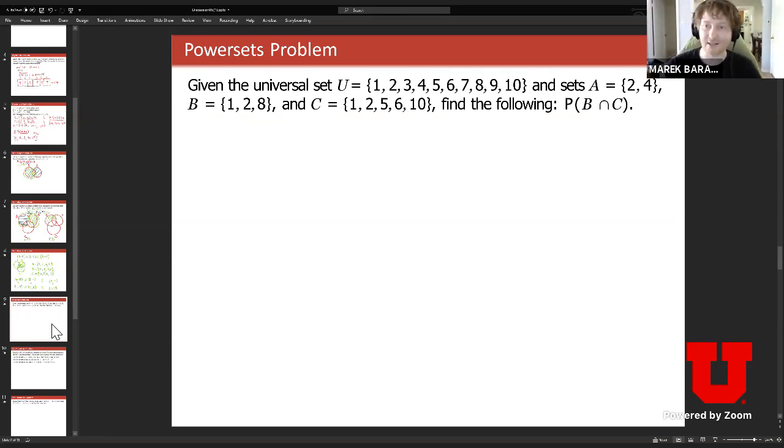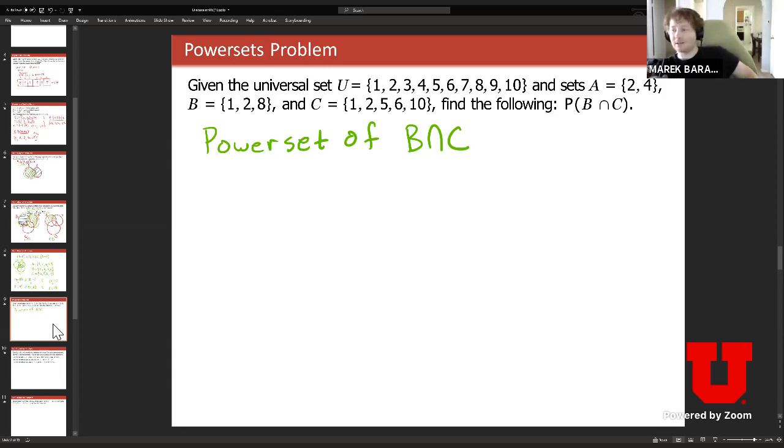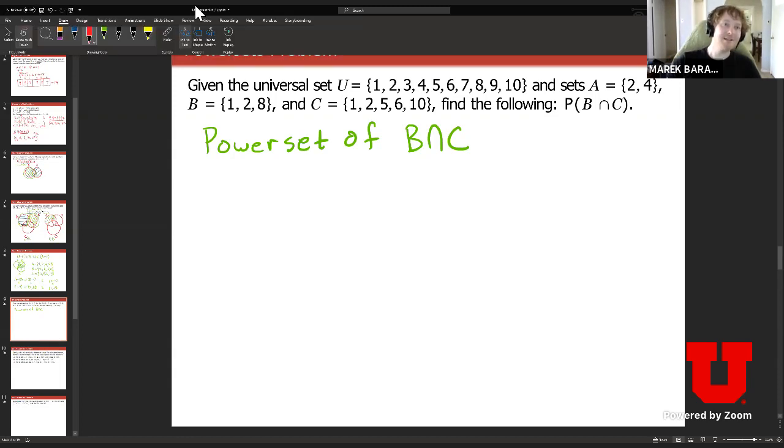So this one is asking us to find the power set of B intersect C. I'll give you about a minute to do this on your own. Switch to red again.